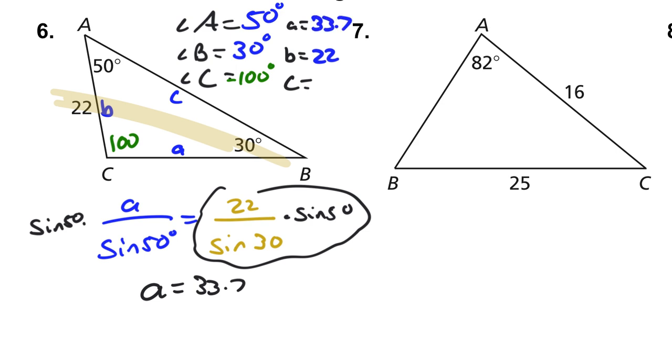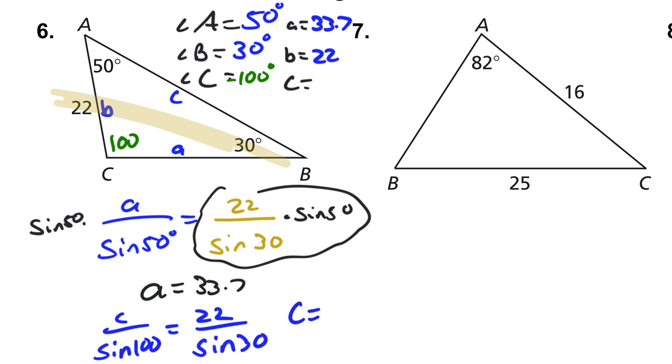Now this is not a right triangle, so unfortunately I cannot use the Pythagorean theorem to find my third side. But what I can do is set up one more trig function, and I can do the same thing for C. C is attached to 100. So I can say C over sine 100 equals 22 over sine 30. I multiply both sides by the sine of 100, and I get C is roughly 43.3. Not degrees. So that would be your law of sines. And now my triangle is solved.